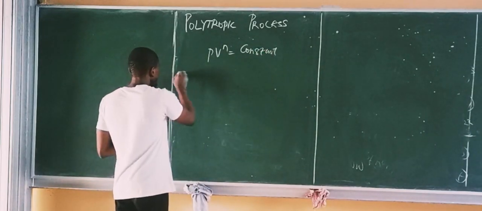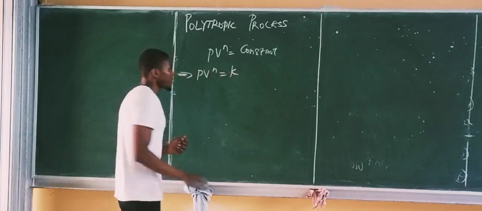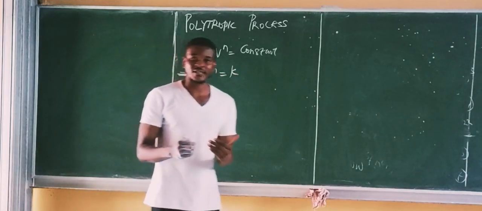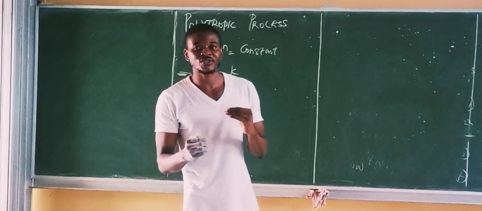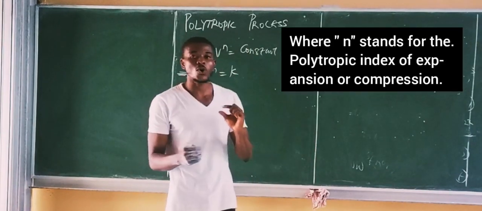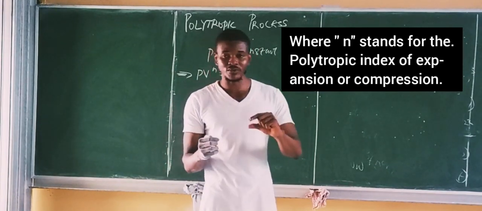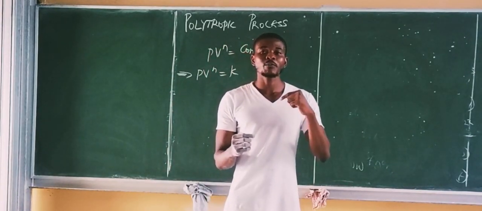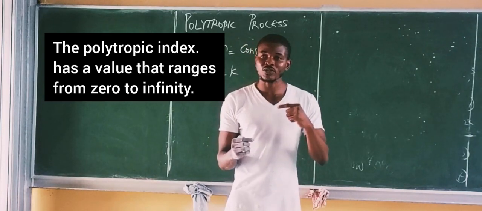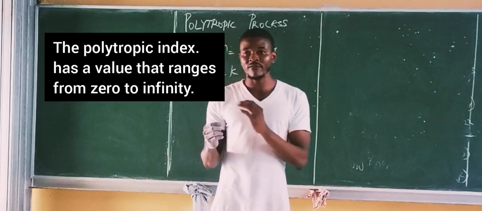Okay, so let's simply say PV^n is equal to K, where K stands for what? Constant. Okay, so that's a mathematical relationship for a polytropic process, where n is called the polytropic index of expansion and compression. Now, the polytropic index of expansion and compression has a value that ranges from 0 to infinity.